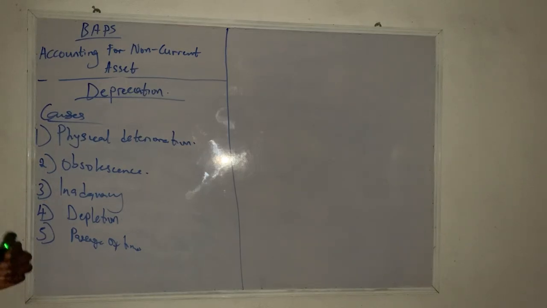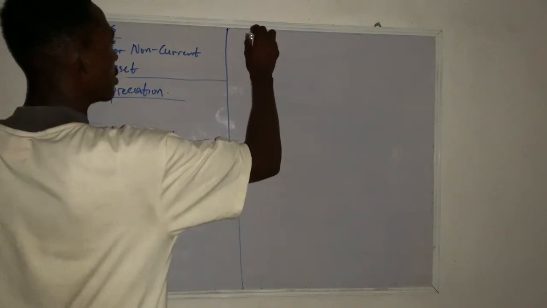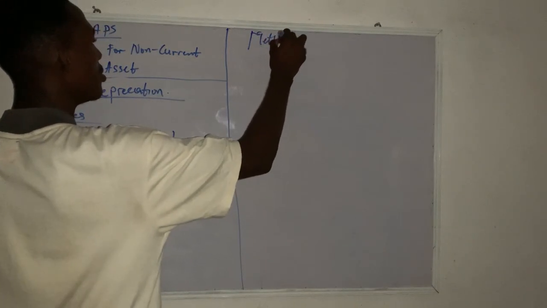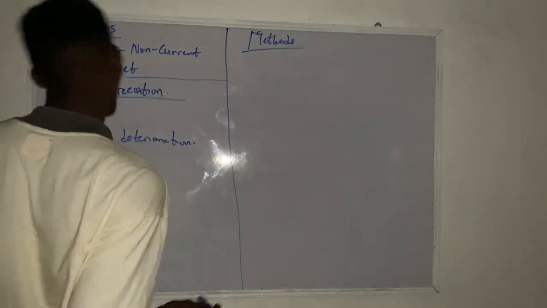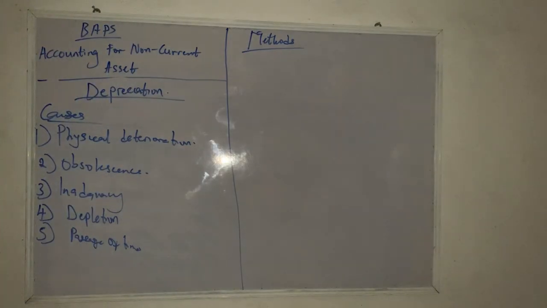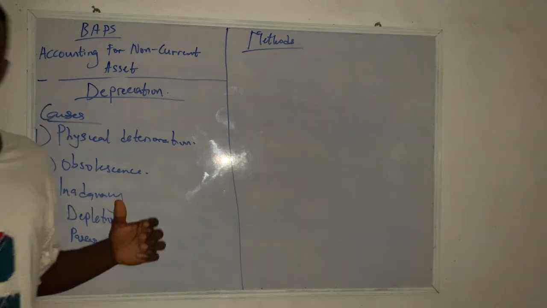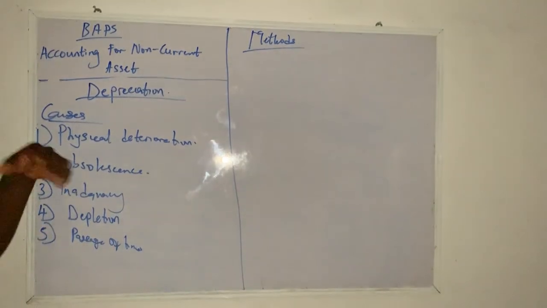So you need to understand these causes of depreciation. Now, how do we depreciate? What are the methods of depreciating? Now we have various methods of depreciating an asset. But before I go into that, what are the items that will help us determine the method of depreciation? Now we have the cost of the asset, which is very, very necessary.